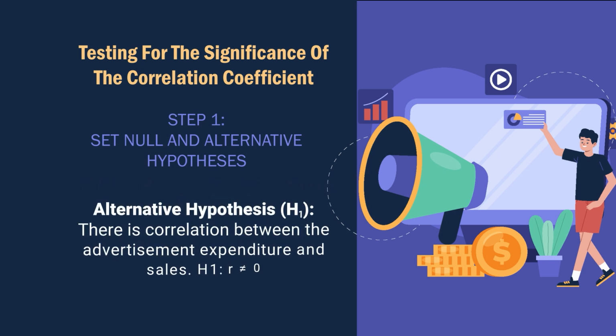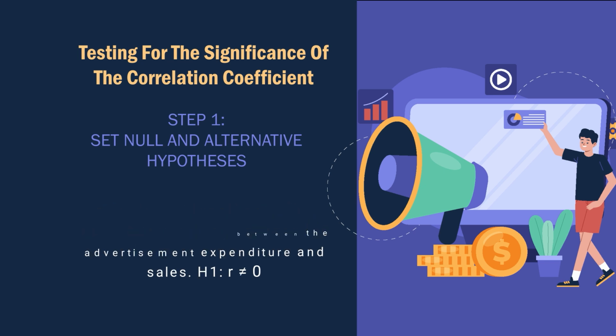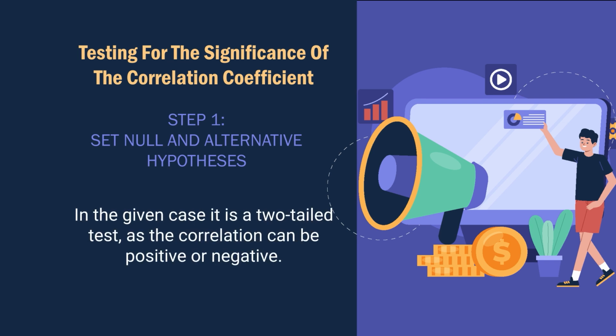And the alternative hypothesis can be stated as: there is correlation between the advertisement expenditure and sales, and it can be denoted as H sub 1: R is not equal to 0. In the given case, it is a two-tailed test, as the correlation can be positive or negative.